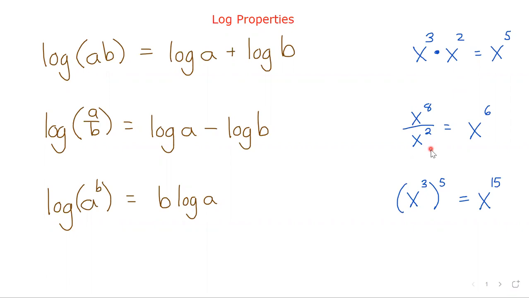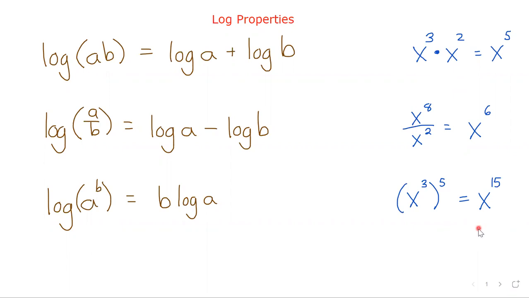Similarly, it's more or less the same rule. When we're dividing things with the same base, we subtract the exponents. And when we have one exponent raised to another exponent, we multiply the exponents together. Those are the three main exponent properties that we have.